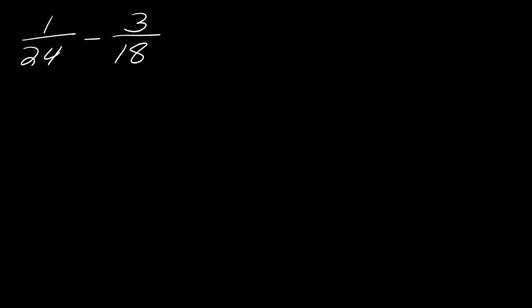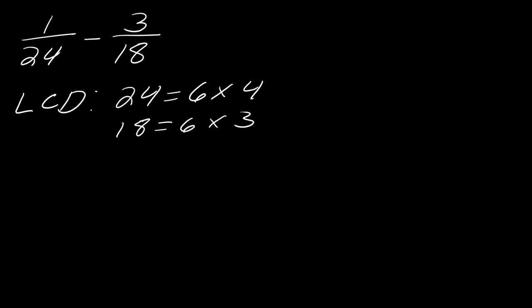Okay, so let's do one more of these together. I've got 1 over 24 minus 3 over 18. Let's start by finding the LCD. If you want to pause and find the LCD, go for it. I'm thinking about what divides into 24 and 18 at the same time. That would be 6. So I want to rewrite both of these numbers utilizing that 6. 24 is going to be 6 times 4, and 18 is going to be 6 times 3. That 6 is exactly what they have in common. So to get to the LCD, I'm going to take this 6 times 4 times 3, and that comes out to 72. Okay.